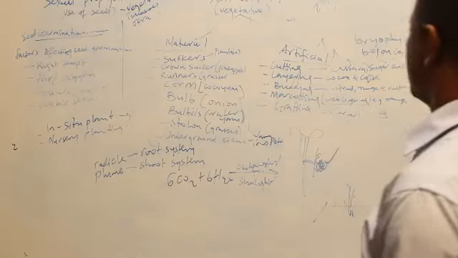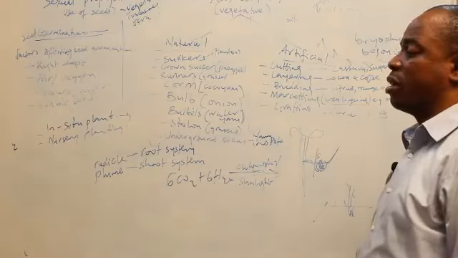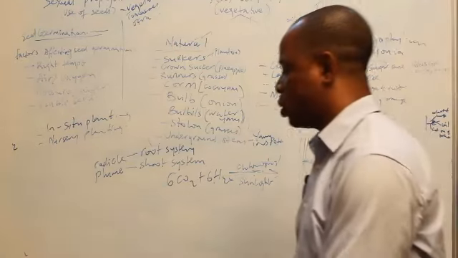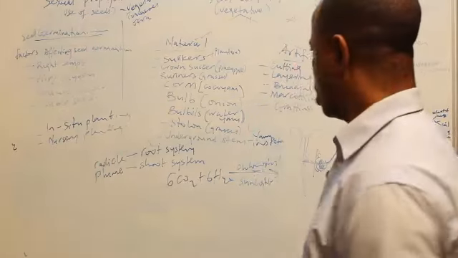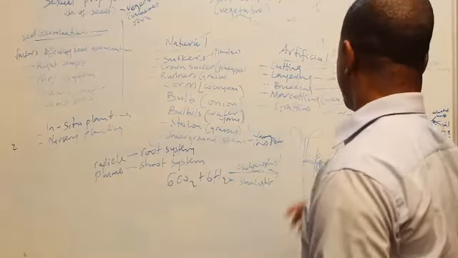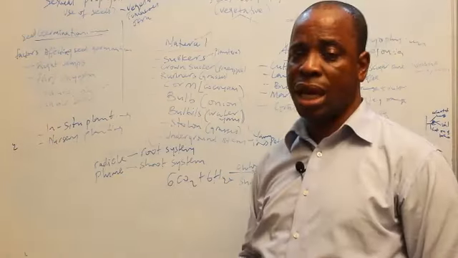Then you also have the artificial one, which includes cutting. Cutting is any part of the plant that is cut into portions and planted in the soil, which majorly include the stem, the leaves, and the branches. And the common examples are stem cutting of cassava, sugarcane, hibiscus, and leaf cutting of begonia and kalanchoe.